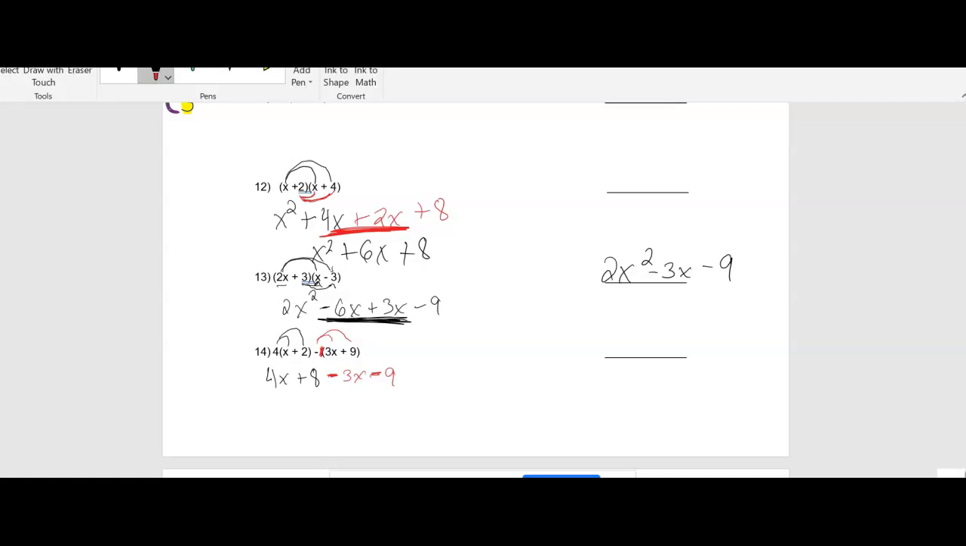Now when we go collect like terms, let's do it this way. We have a 4x here. This is a negative 3x. Those are the terms that we're combining. So when we do that, that'll give us just a positive 1x. And then the constants are positive 8 and a negative 9. So positive 8 and a negative 9 should make a negative 1. So our answer would be x minus 1. Okay.